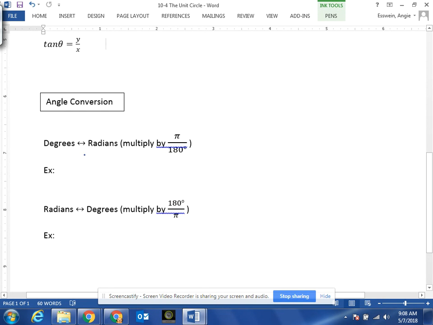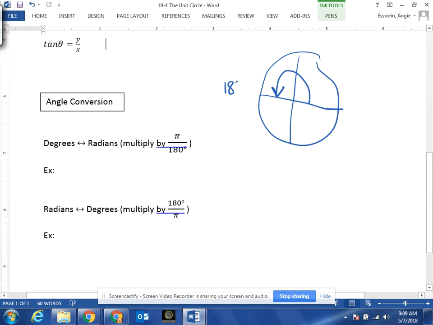So to go from degrees to radians, do you see why multiplying by pi over 180 degrees is really just multiplying by 1? Because they're equivalent in the unit circle, when you rotate around 180 degrees, what is that in radians? It's pi, right? Because all the way around is 2 pi. So if you multiply by this, you're simply multiplying by 1, and you can do a conversion.